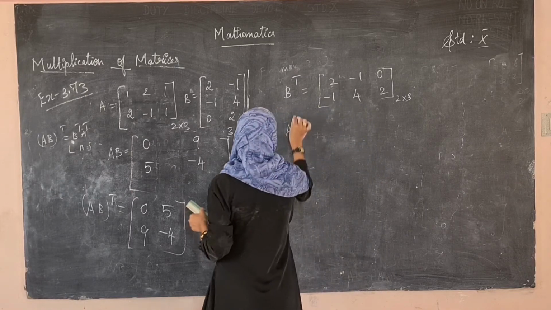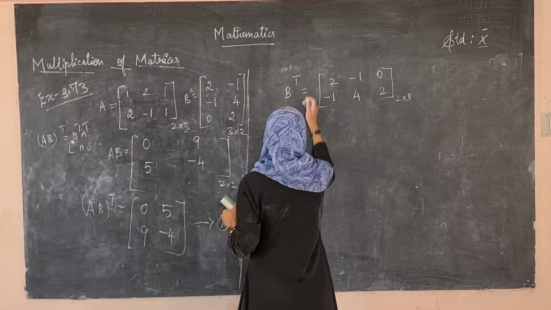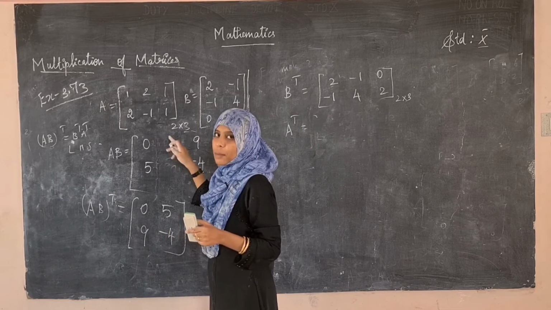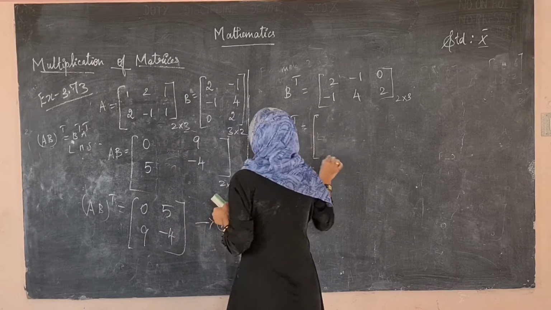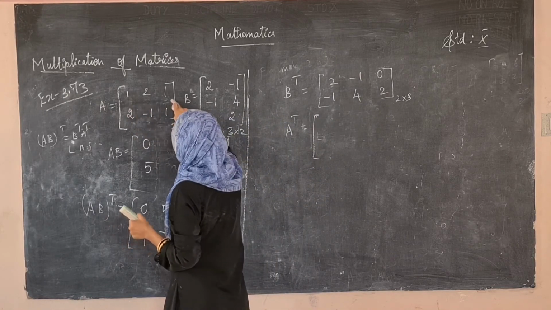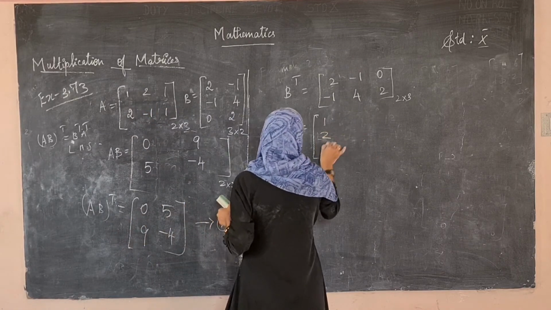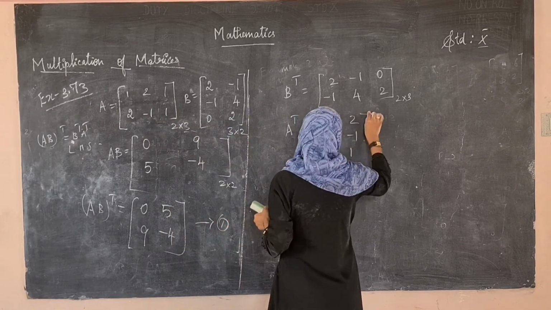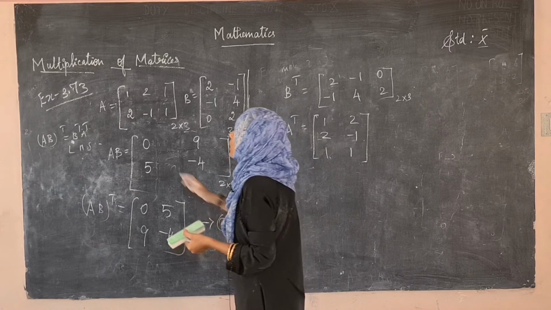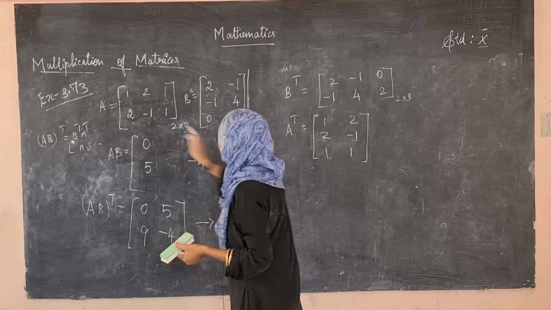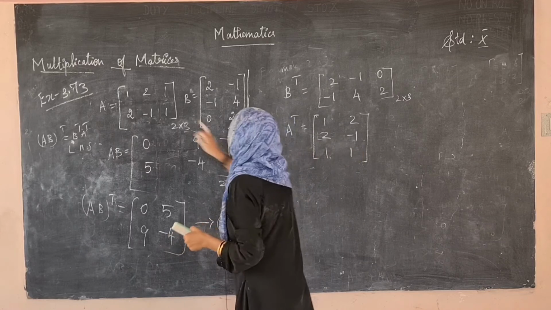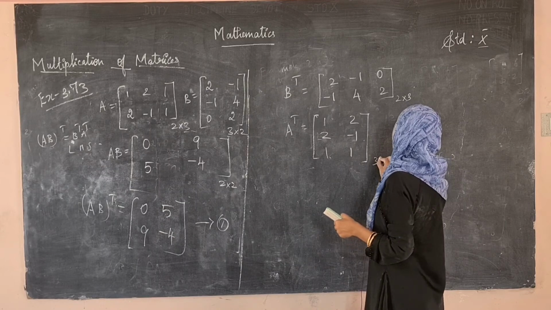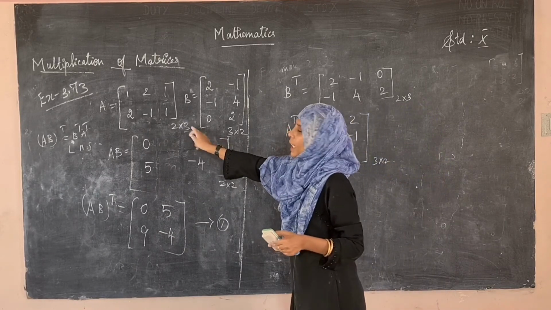Now we have to find A transpose. What is A here? A is of order 2 cross 3. When it is reversed, the order becomes 3 cross 2. So what happens? This first row becomes the first column, that is 1, 2, 1, and the second row becomes the second column, 2, minus 1, 1. It can be said either like this, or the first column is the first row, 1, 2, the second column is the second row, 2, minus 1, the third column is the third row, 1, 2. So what's the order of this matrix? 3 cross 2, right? 2 cross 3 changes to 3 cross 2.